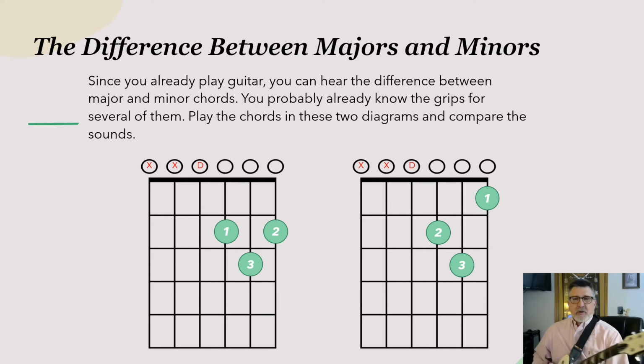Let's compare 2 chords you probably already know. You probably already know the D major chord and the D minor chord. I'm just playing those 3 strings right now. If I play the full chord, I'd include the 4th string. Let's see what the difference between those 2 chords is and why they sound the way they do.